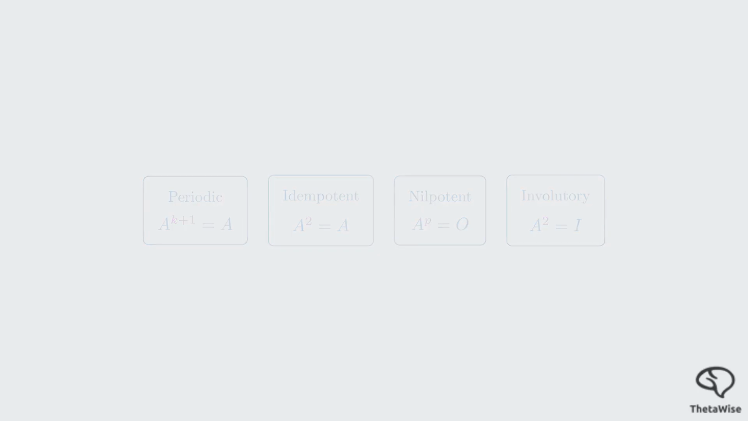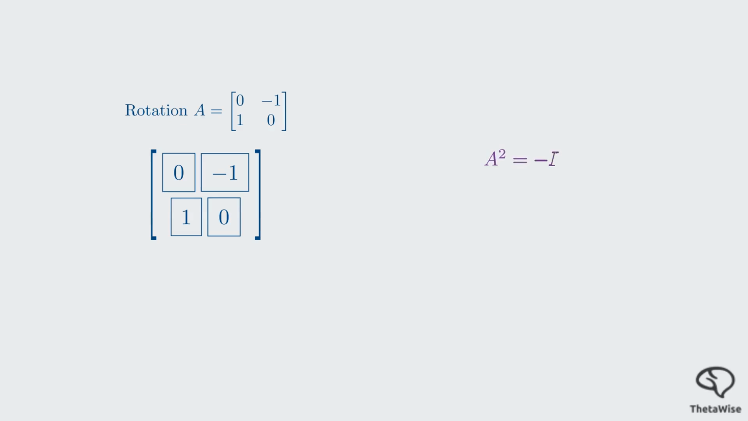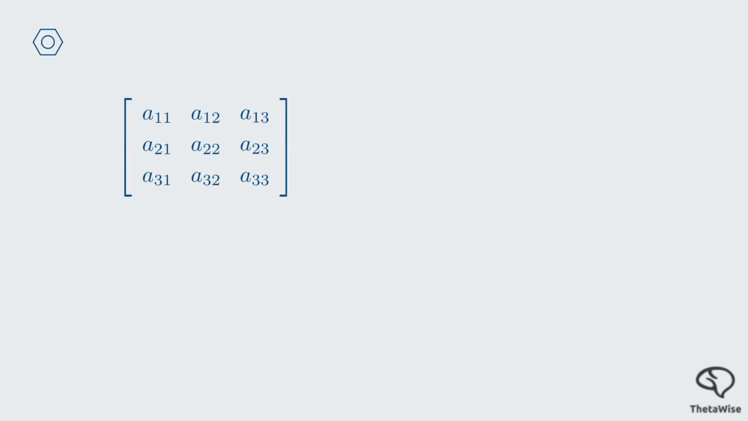These equations are not merely labels. They let us predict powers and eigenvalues without multiplying repeatedly. For example, the rotation matrix has 4th power I, so its 5th power is itself. The principal diagonal gives us the trace. For a square matrix A, the trace is the sum of the entries from the top left to the bottom right. Trace of A equals a11 plus a22, and so on through a nn.